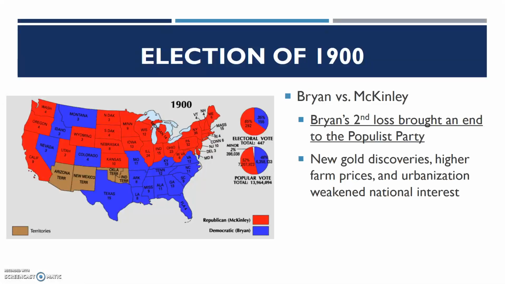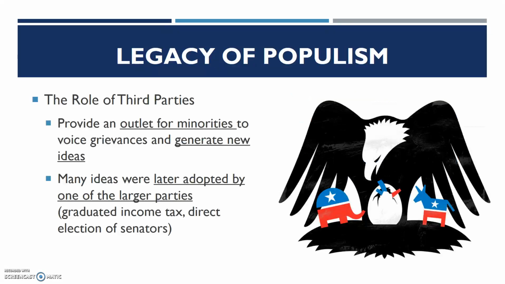Okay, so then let's talk about the election of 1900. This is where Bryan runs again against McKinley. This time, Bryan does lose, and it brings an end to the Populist Party. There are going to be new gold discoveries, which puts an end to the demand for coining silver. The farm prices do increase, and urbanization is going to weaken the national interest in the politics of the Populist Party. So 1900 brings about the defeat of that third party.